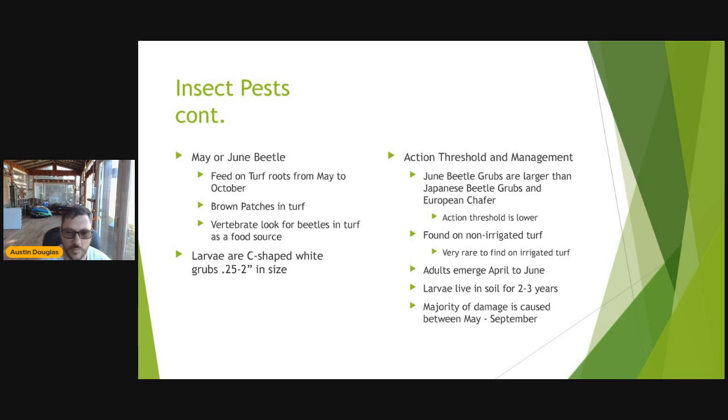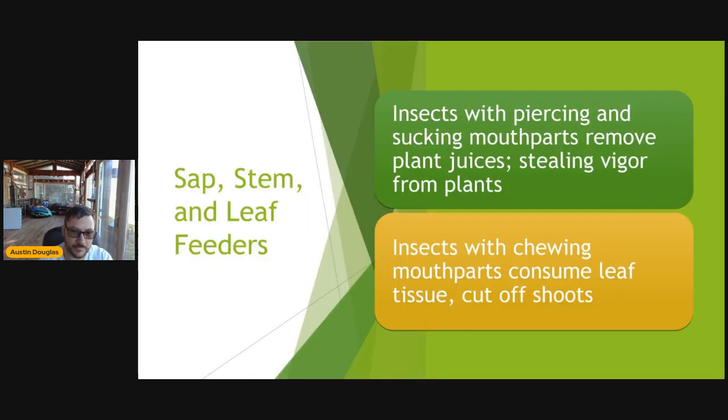But the adults emerge in April to June. The larvae live in the soil for 2 to 3 years. That's a long time. And the majority of the damage is going to be caused between May and September.